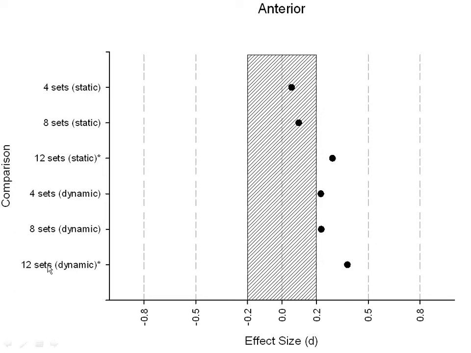And so if they did 12 sets of this dynamic warm-up, we can see that the improvement in the star excursion balance test had an effect size of 0.4243, which is small. Anything in this gray area gives me a trivial effect, right? So we can say 4 sets of static warm-up or 8 sets of static warm-up had a trivial effect on the star excursion balance test. The larger volume had a small effect, and in fact all of the remaining ones come out as small.